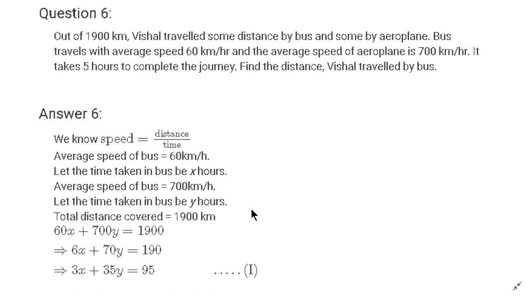Out of 1900 kilometers, Vishal traveled some distance by bus and some by aeroplane. The bus travels with an average speed of 60 km per hour and the average speed of the aeroplane is 700 km per hour. It takes 5 hours to complete the journey. Find the distance traveled by Vishal by bus.